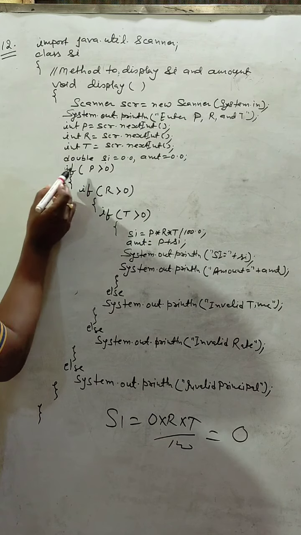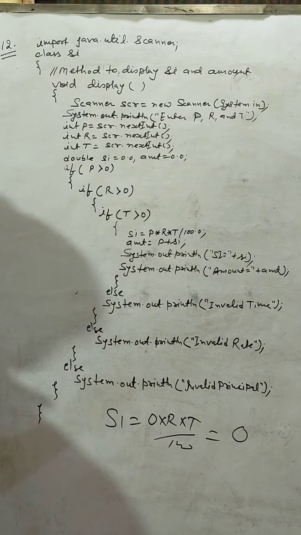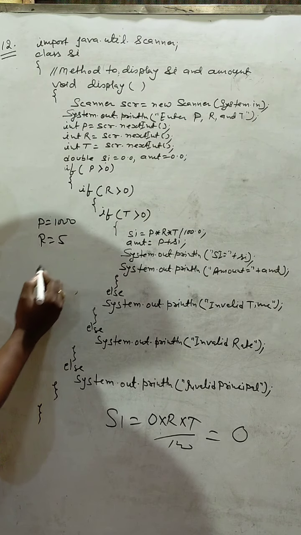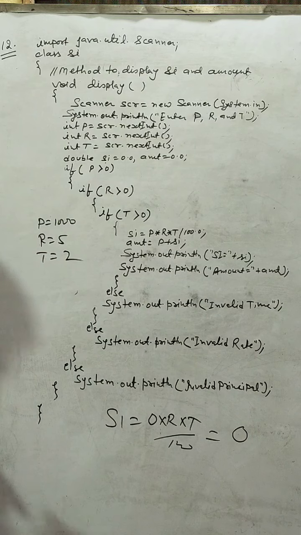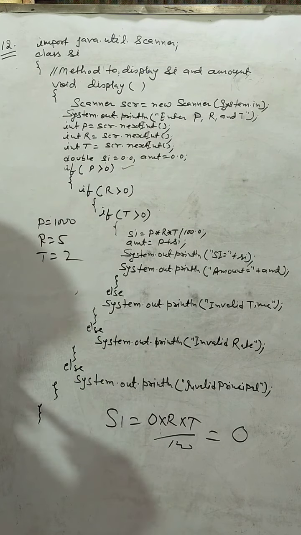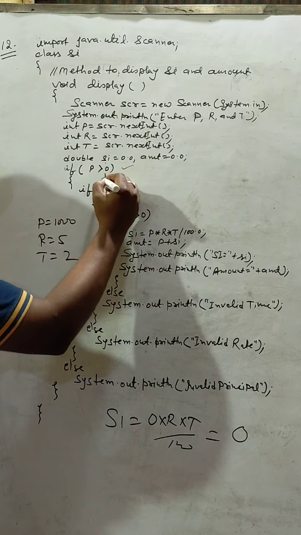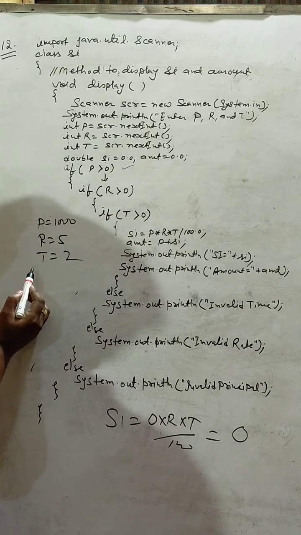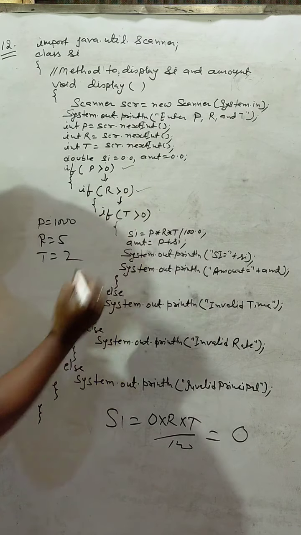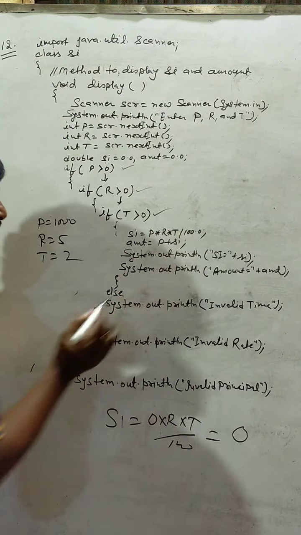So first of all we will check P is greater than 0. Suppose we take P equal to 1000, R equal to 5, T equal to 2. For this input, P greater than 0, this condition is true. When this condition becomes true, the control gets inside and again checks R is greater than 0. For R equal to 5, this condition is also true. Then control again gets inside. Again it will check T greater than 0, the value of T is 2. So this condition is also true.